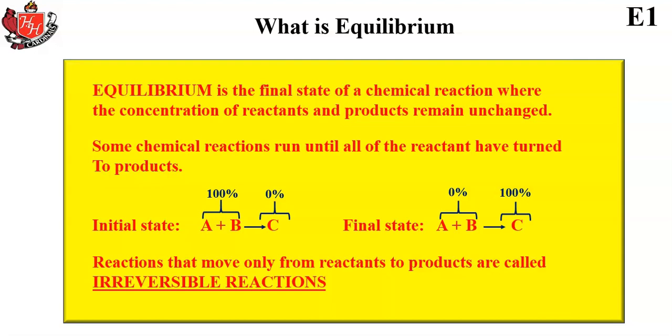Very rarely does that happen. It does happen sometimes, but very rarely is it 100% reactants going to zero products, turning into eventually zero reactants and 100% products. Let me be sure I said that right. 100% reactants going to zero products, turning into eventually zero reactants and 100% products, but sometimes that does happen.